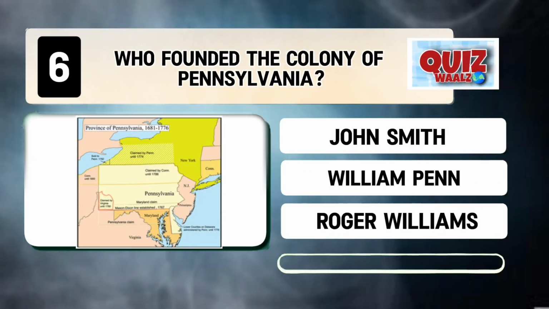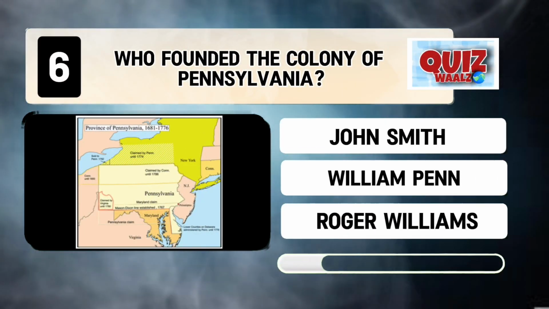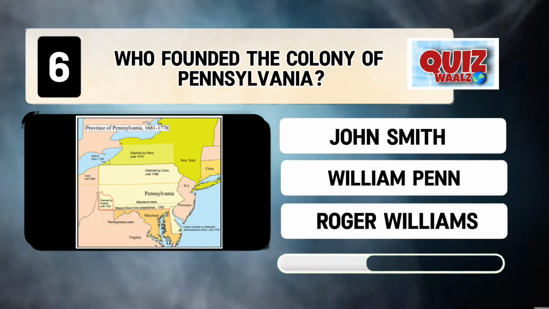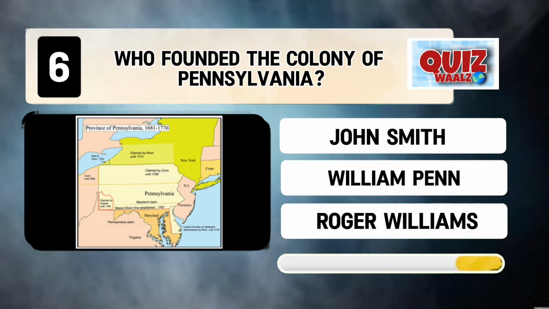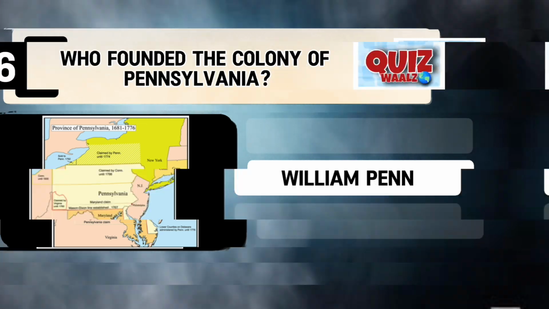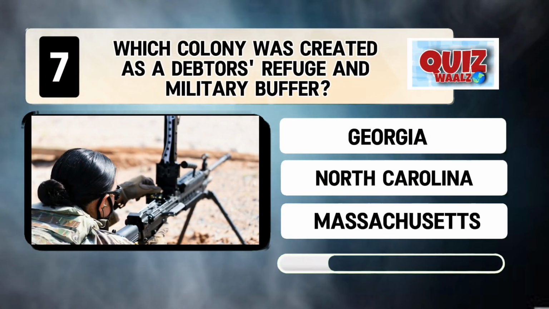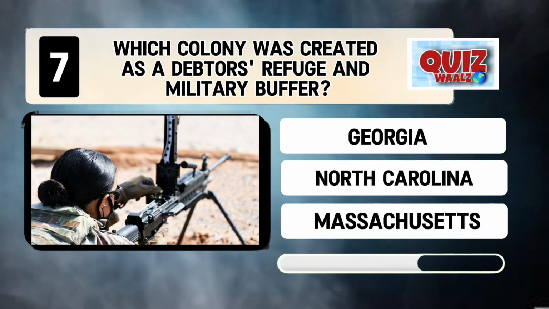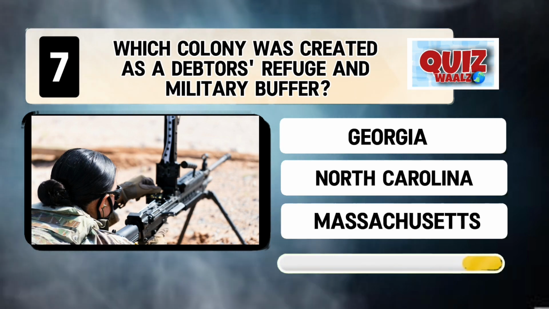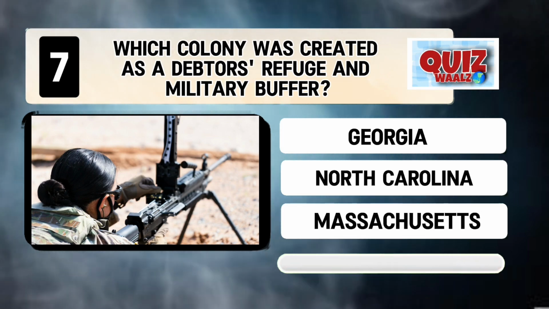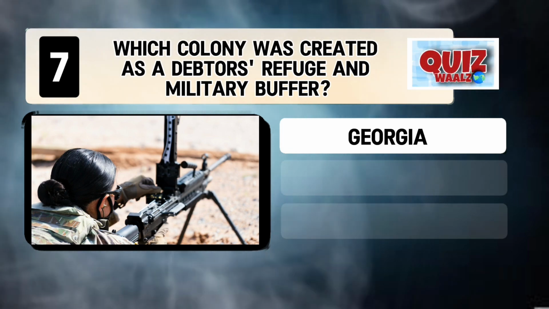Question 6. Who founded the colony of Pennsylvania? A. John Smith, B. William Penn, or C. Roger Williams. You're right if you chose William Penn. Question 7. Which colony was created as a debtor's refuge and military buffer? A. Georgia, B. North Carolina, or C. Massachusetts. Georgia is the correct answer.